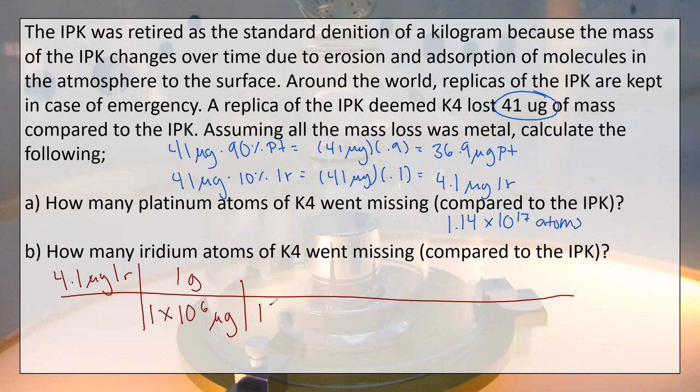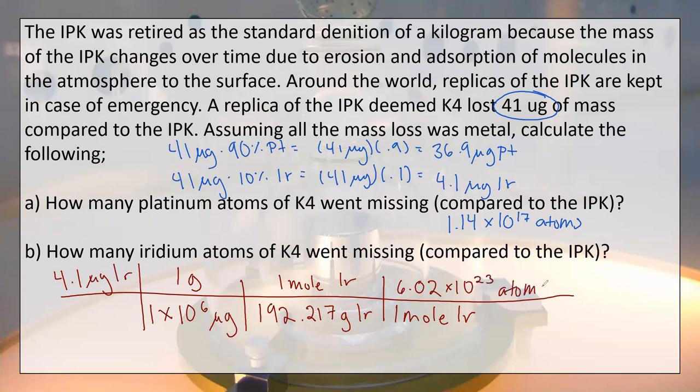And then we're back to our periodic table. 192.217 grams of iridium is 1 mole of iridium. And Avogadro's number is the same for everyone, so I don't have to look up anything. 1 mole iridium, 6.02 times 10 to the 23 atoms iridium. And our ladder is a little bit shorter because we directly converted from grams to micrograms, but it's the same process.